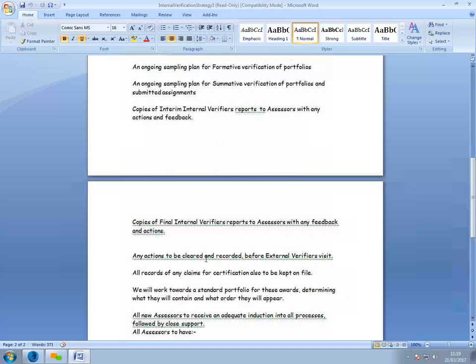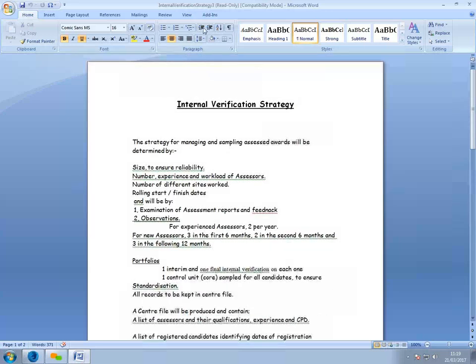So that is an internal verification or IQA strategy. Your school or college should have one, because if not, the external verifier or EQA might not be happy. So yeah, that is an important document.